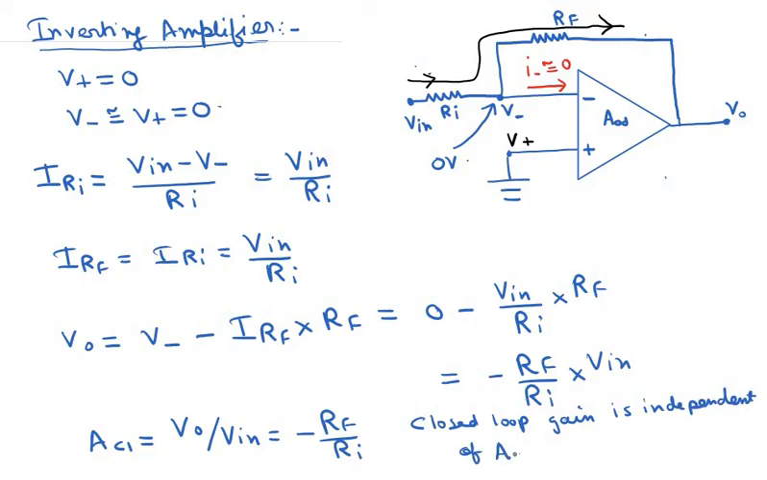And this is not a property of only the inverting amplifier, that the closed loop gain is independent of AOD, but in all closed loop circuits the gain is actually independent of AOD. So we will also see in the following sections or in the following classes that in every op-amp circuit this closed loop gain is basically independent of AOD.